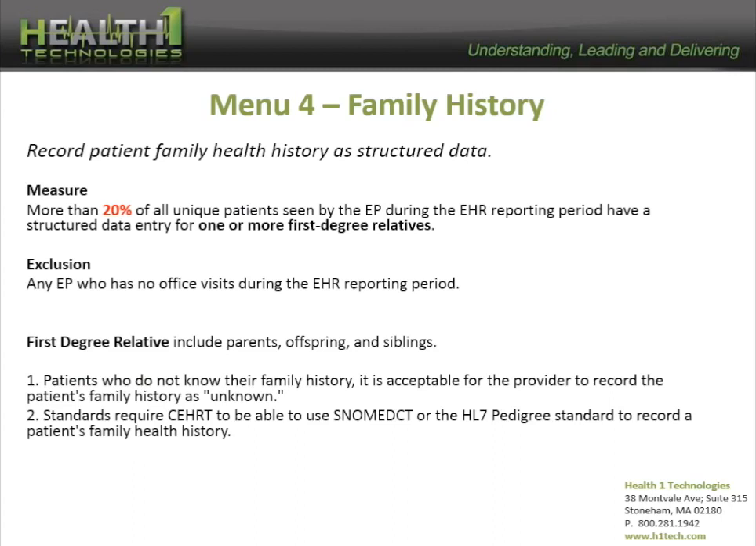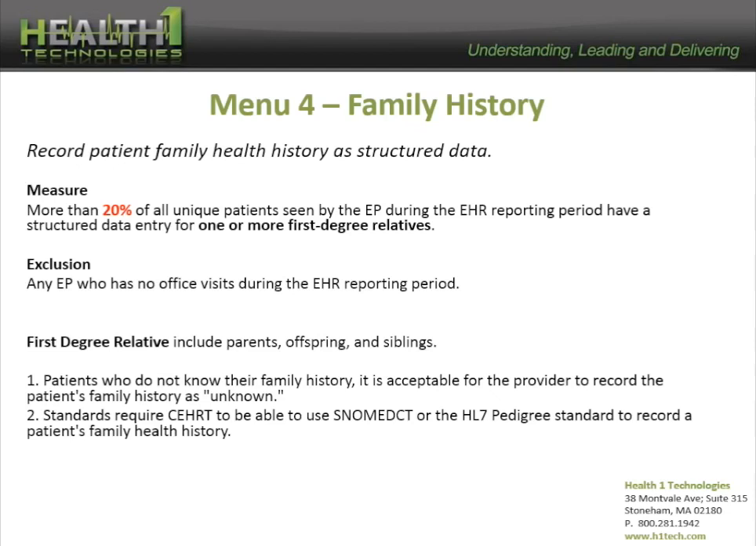The fourth menu measure is family history. So to record patient family history, health history, as structured data, the measure requirement is 20% of all of the unique patients seen by the EP during the reporting period have that structured data entry for one or more of the first-degree relatives, and we'll get into what a first-degree relative is down the bottom, or what they term as a first-degree relative.